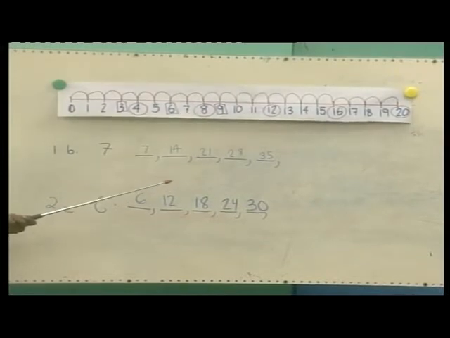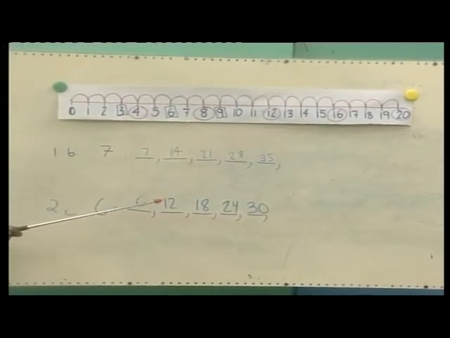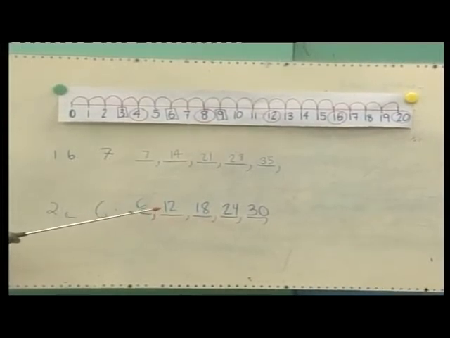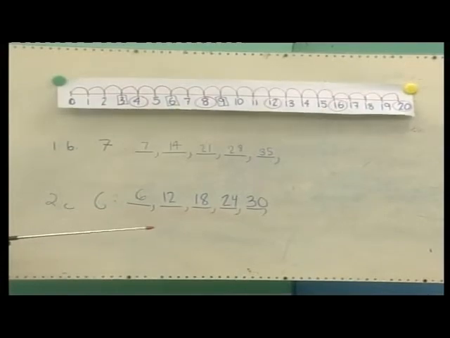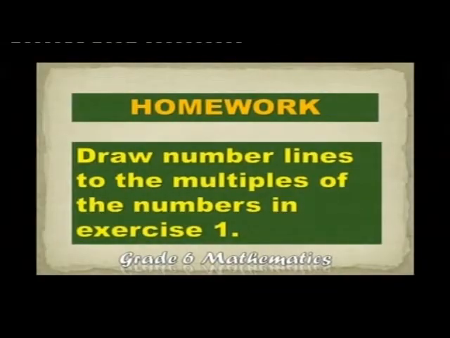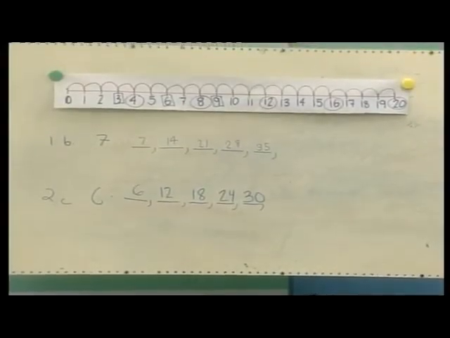Okay, so you draw a number line for A, draw a number line for B, C, and D, and you identify the multiples by putting a circle or putting a square. Is that clear, class? Receiving students. Okay, that's what you're going to do for your homework. For exercise 1 only, okay, exercise 1. A, B, C, and D, that's what you're going to do. You draw number lines to identify the multiples. All right, class, so we're going to stop here.